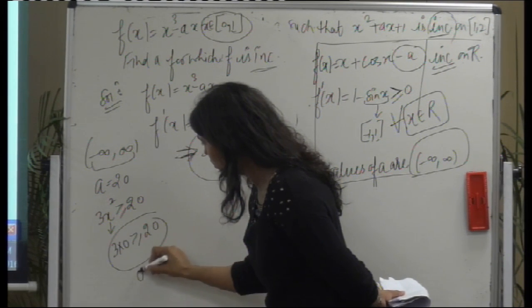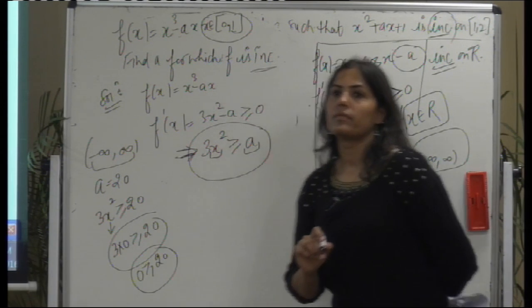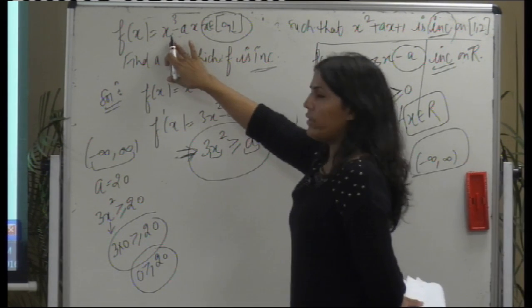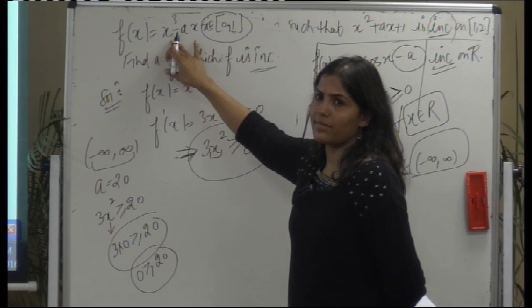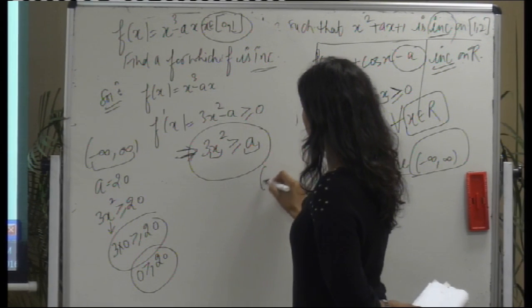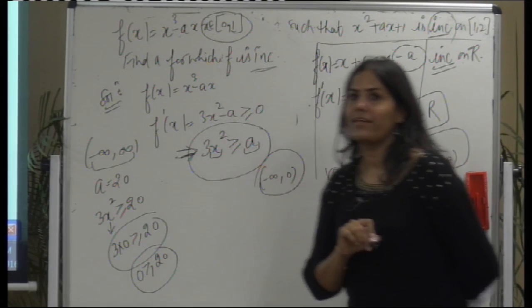So 0. Here I haven't given any interval. Please think about minus infinity to... Okay, now how? Why are you sure, and how are you sure? Tell me.